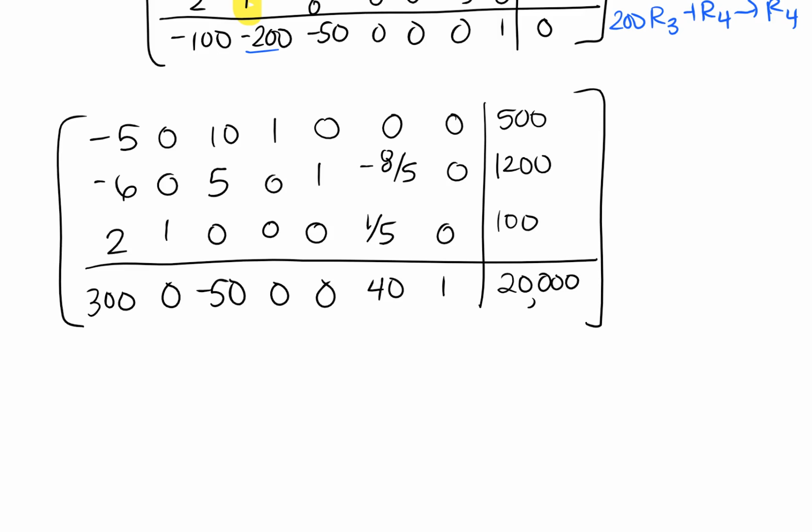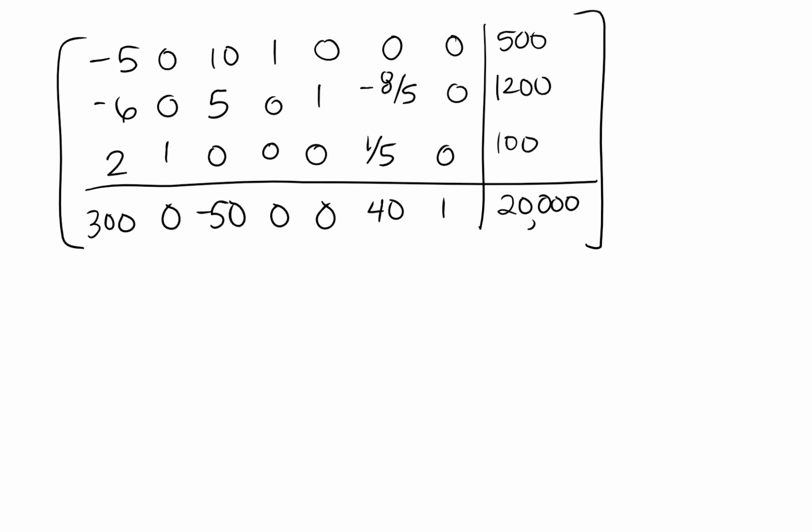Okay, so here's our new tableau. This is now representing a different corner point, and so we can find a different basic solution from here. So let's go ahead and find our basic solution from this corner. I'll go ahead and relabel right here. So this was x1, x2, x3, slack 1, slack 2, slack 3, and z.